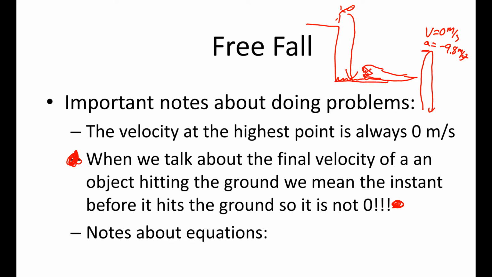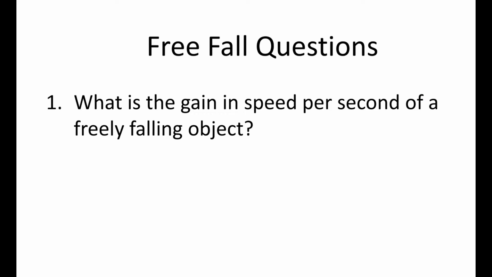And to make up problems, I like to make up. So what is the gain in speed per second of a freely falling object? 9.8. Well, this is just speed, so we're going to keep it as positive.